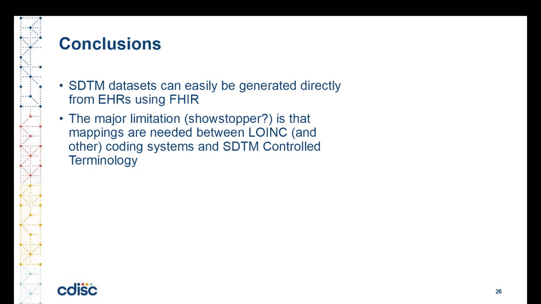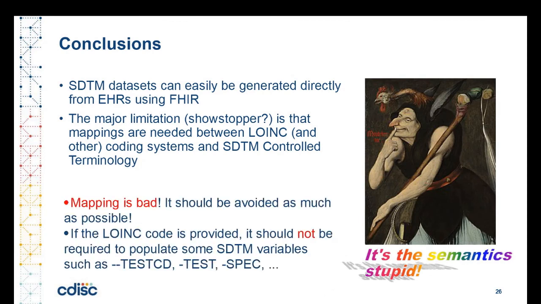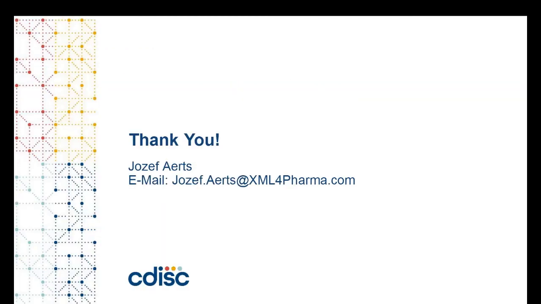SDTM datasets can easily be generated from EHRs using FHIR. The major limitation is that for findings datasets we need mappings from LOINC, but sometimes also from, for example, SNOMED to SDTM controlled terminology. Mapping is however bad and should be avoided whenever possible. So, when the LOINC code is provided, it should not be required to populate SDTM variables such as TESTCD, TEST, SPEC, and METHOD. Thank you.